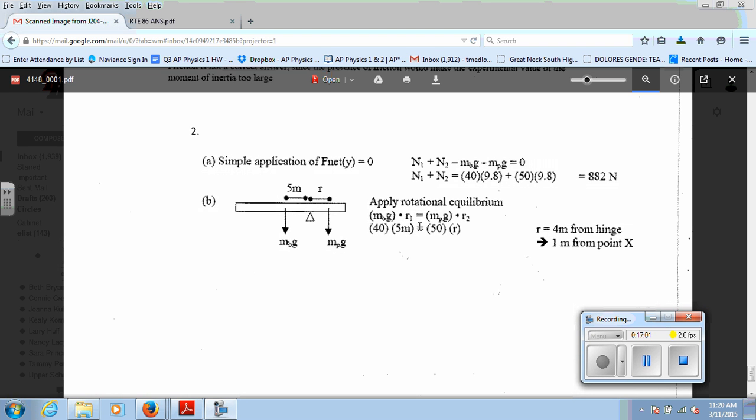So you just set those two torques equal to each other, and you can solve for R, but that's the point from the hinge, and I only counted off a point. They actually want the point from the end, because that's what you might want to know. How far from the end can I get here safely? So this distance, the distance from the hinge, would be 1 meter.